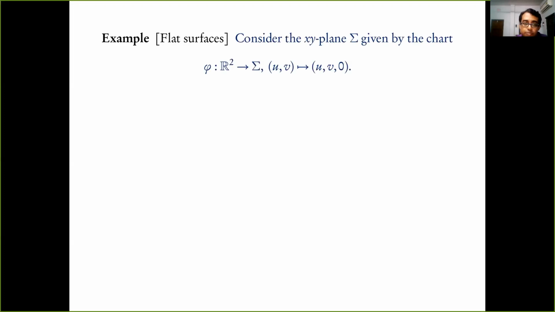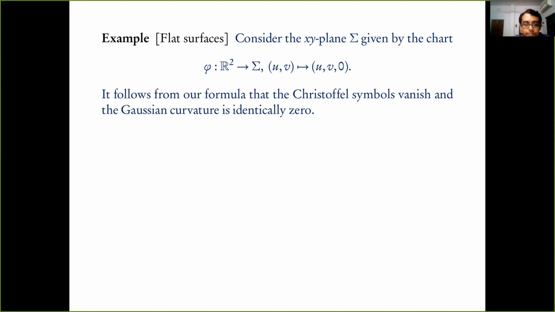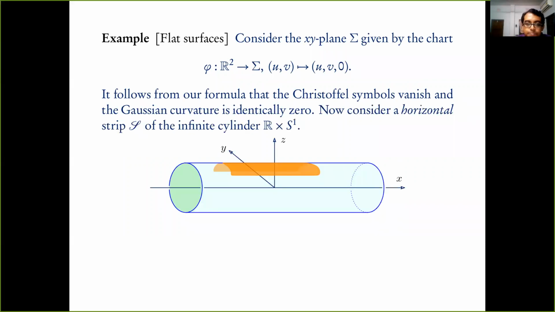I want to do a couple of examples highlighting this, and then we're going to finish off with the connections of curvature to differential forms. Let's start with the canonical example of a flat surface, the xy plane. There's one chart, uv goes to uv0. As before, this is the reverse of the chart, but this is going to be my chart. We have seen that the Christoffel symbols vanish, so the Gaussian curvature will turn out to be identically 0, even by our formalism or the other way around.